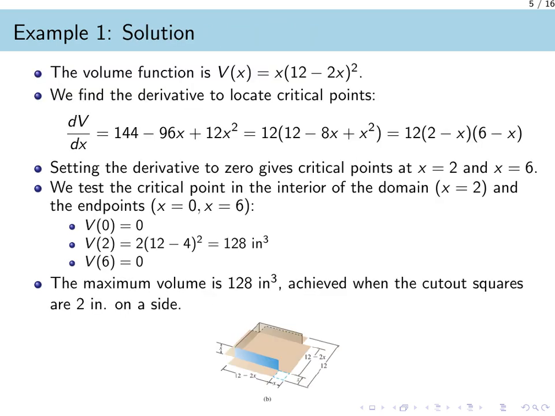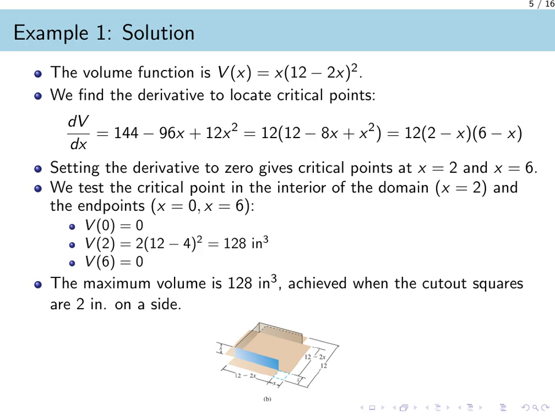Now that we have our volume function, let us use calculus to find the exact value of x that maximizes it. To do this, I will find the function's critical points, which are the places where its rate of change, or its derivative, is 0. First, I will calculate the derivative of the volume with respect to x, which simplifies to 12 times the quantity 2 minus x times the quantity 6 minus x. Setting this derivative to 0 reveals 2 potential critical points: x equals 2 and x equals 6. Since x equals 6 is an endpoint of our domain, the only interior critical point is at x equals 2.